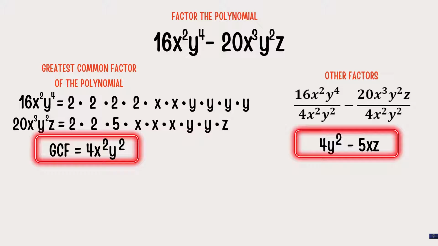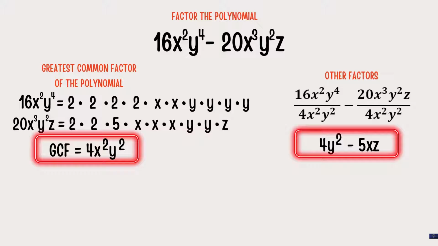Let's work on the first term. 16 divided by 4 is 4. x squared divided by x squared is 1, and y raised to 4 divided by y squared is y squared, since we will subtract their exponents. Thus, our first term is 4y squared.